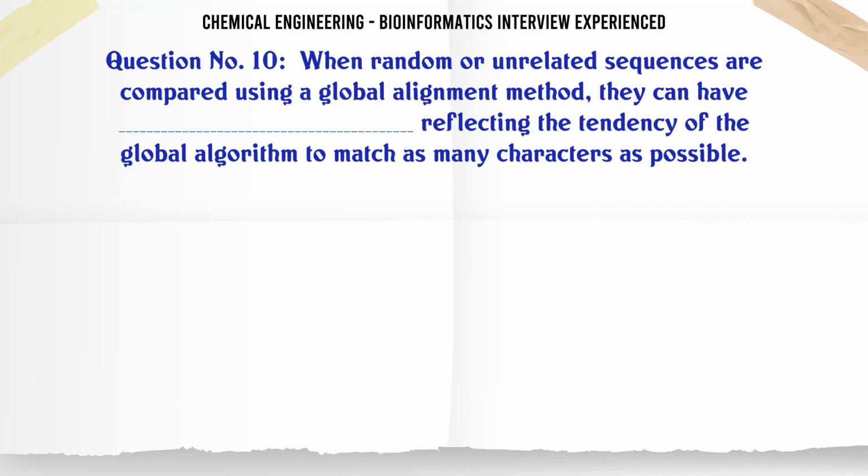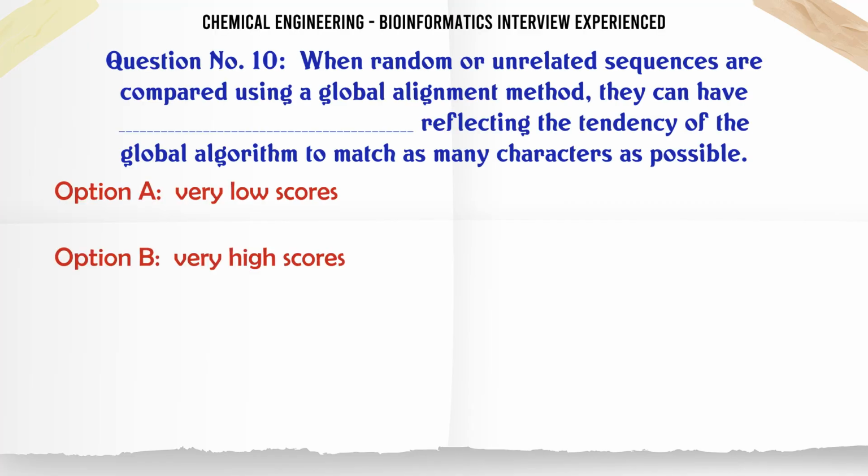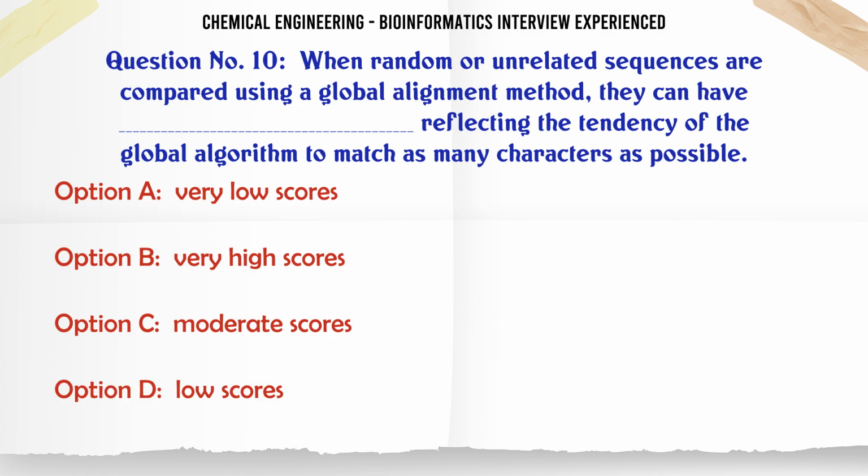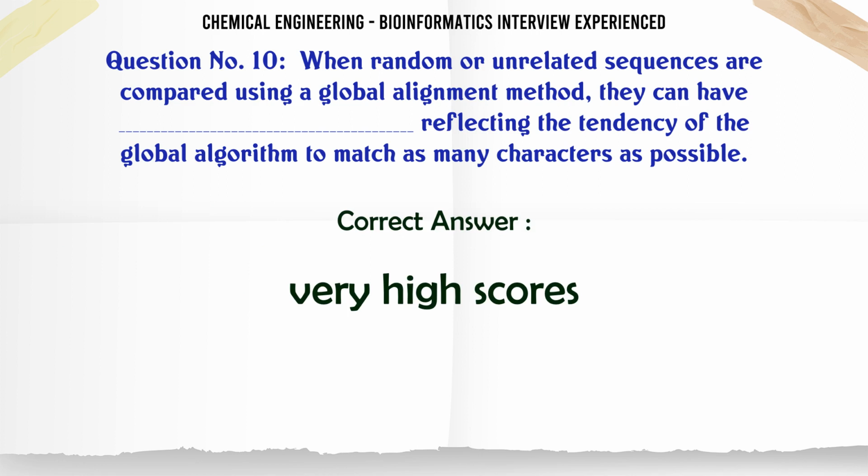When random or unrelated sequences are compared using a global alignment method, they can have ___, reflecting the tendency of the global algorithm to match as many characters as possible. A. Very low scores. B. Very high scores. C. Moderate scores. D. Low scores. The correct answer is very high scores.